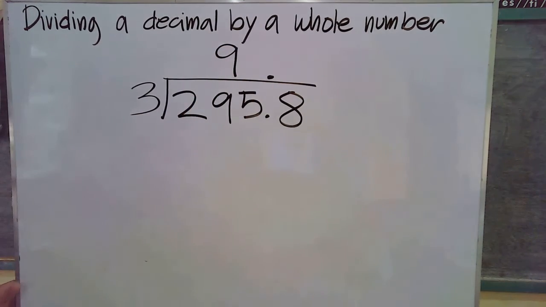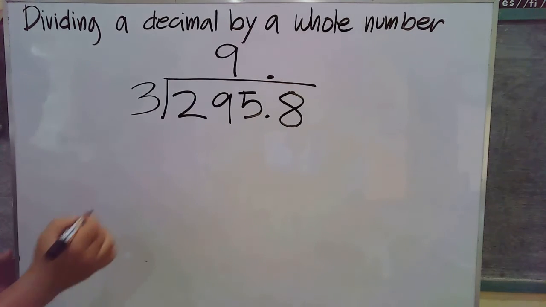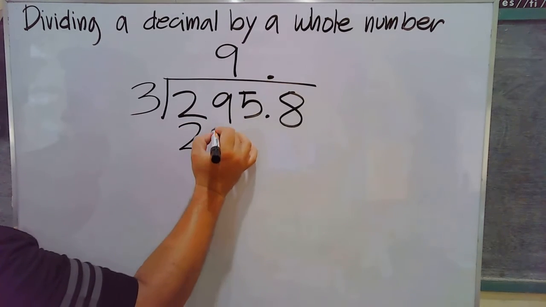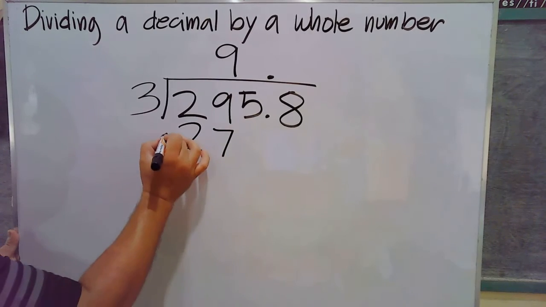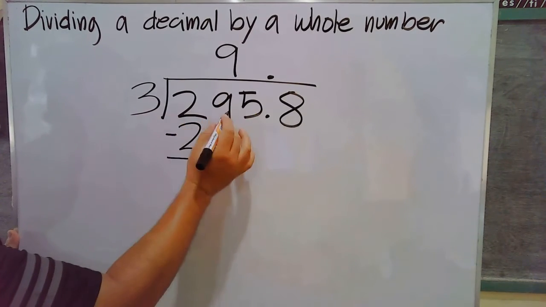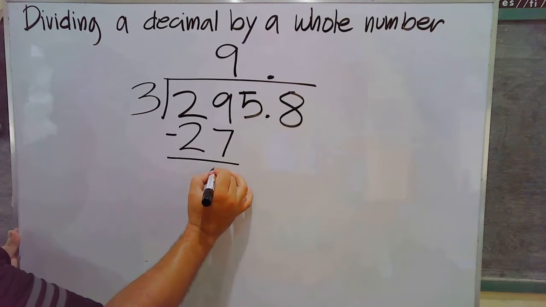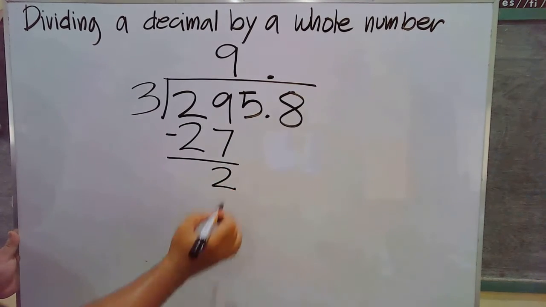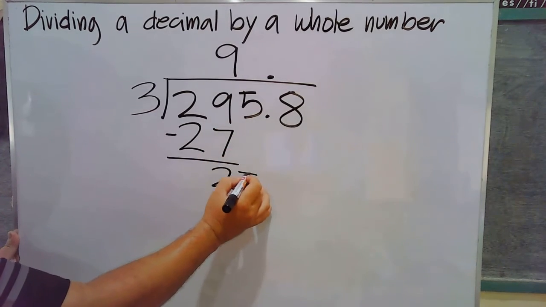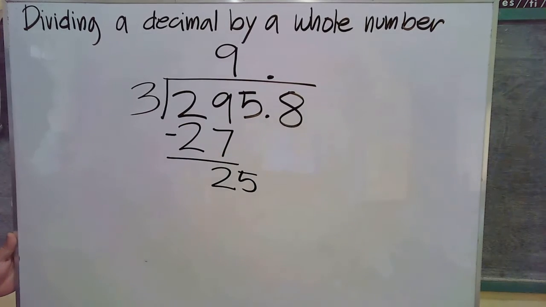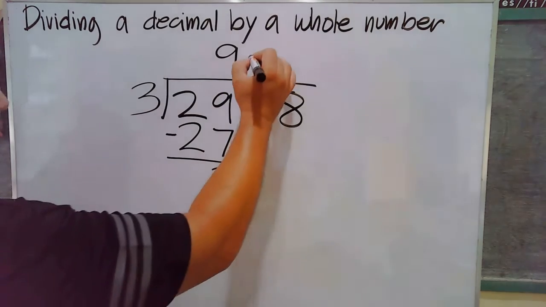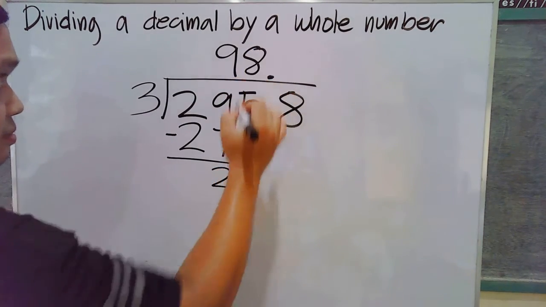So, then let's multiply. 9 times 3 is 27. And subtract. 29 minus 27 is 2. And bring down 5. So we have 25. Now 25 divided by 3 is 8. We have 8 here.